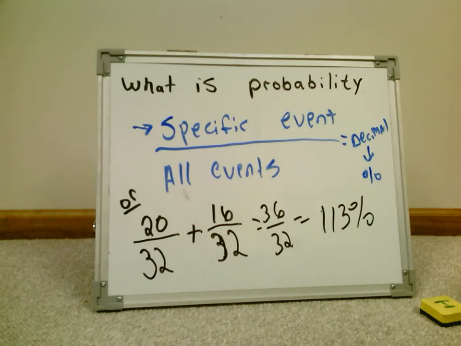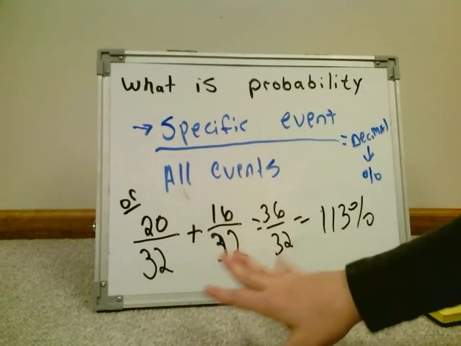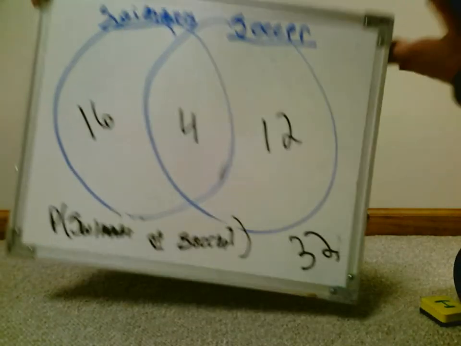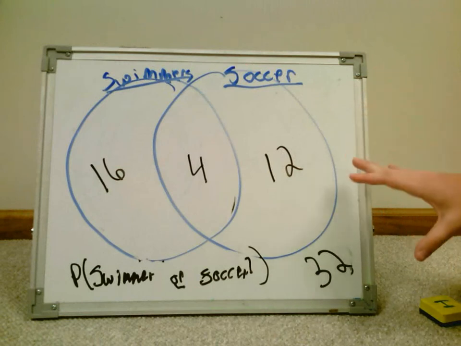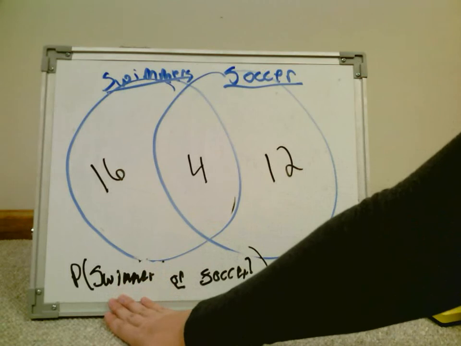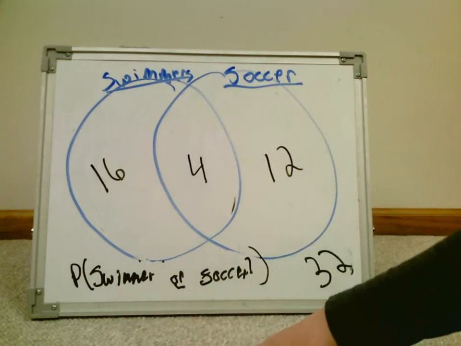Here's where OR gets a little tricky. And I want you to think for a second. You had 20 swimmers, 16 soccer players. Where did we go wrong? Look at this. 20 swimmers and 16 soccer players. All we're really doing is finding the probability of one and adding it to the probability of the other. So where did I go wrong?